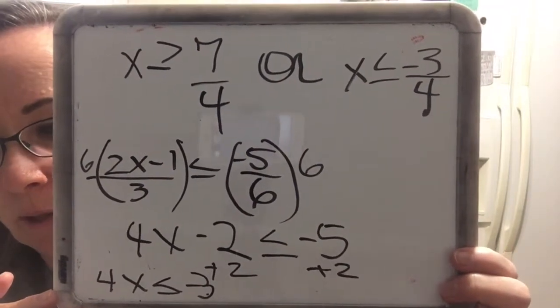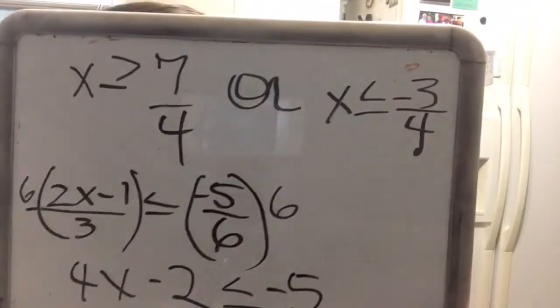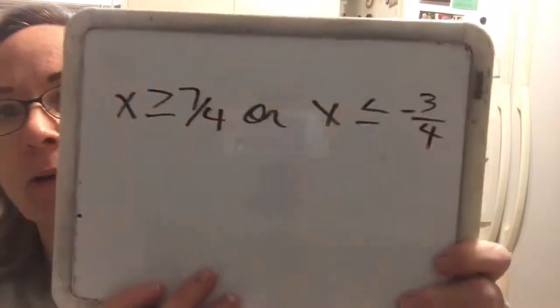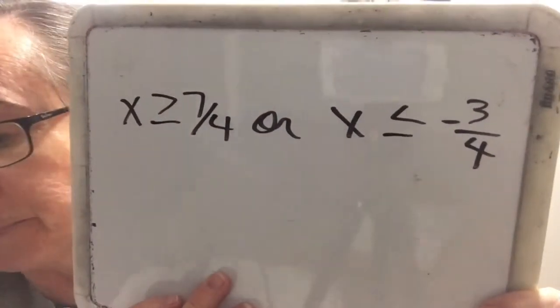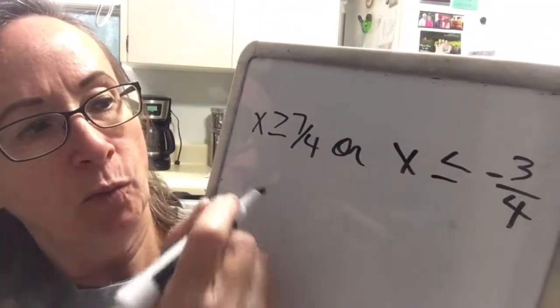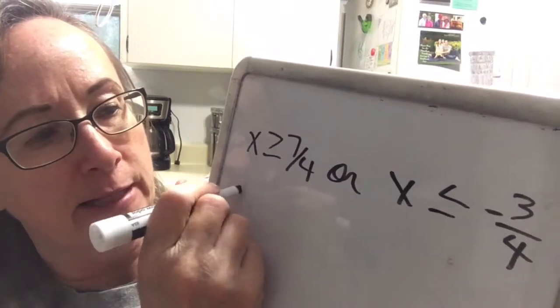I'm going to leave this one here for a minute and go get another board. Now what we're going to do is graph and then check both of our answers. Our answers are x is greater than or equal to 7/4, or x is less than or equal to negative 3/4. My original problem, we'll pull it up because I still have it. So there we go. Those are our solutions. Our original problem, we're going to check in here. First of all, let's graph these.